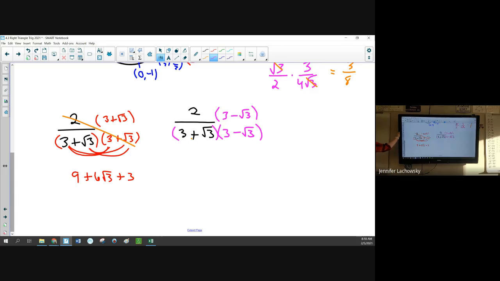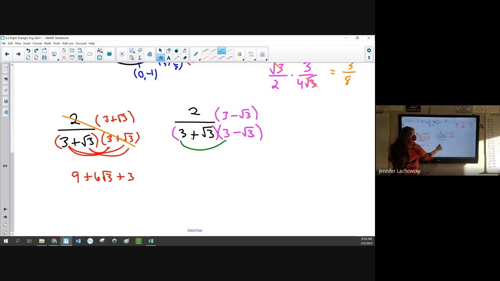C-O-N-J-U-G-A-T-E, conjugate. It's the conjugate. I want to make it all the way to the end. For a second there, I was like, wait a minute, I got to make sure I don't lose my spot. Okay. It's the conjugate. When you're trying to rationalize, remember when you had imaginary binomials in the denominator, you multiply by the conjugate. So let's see what happens.